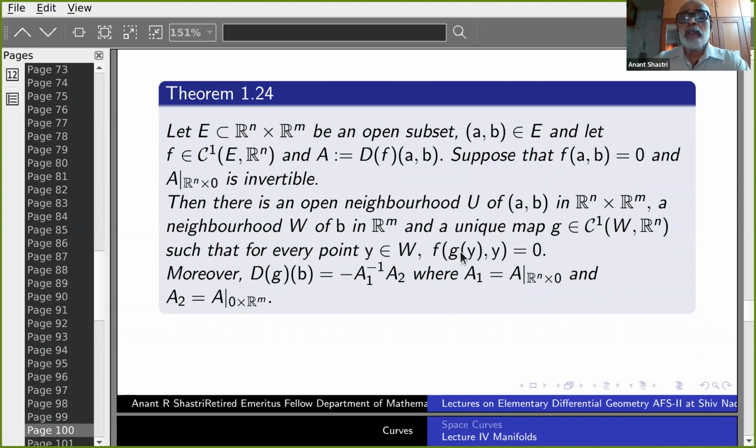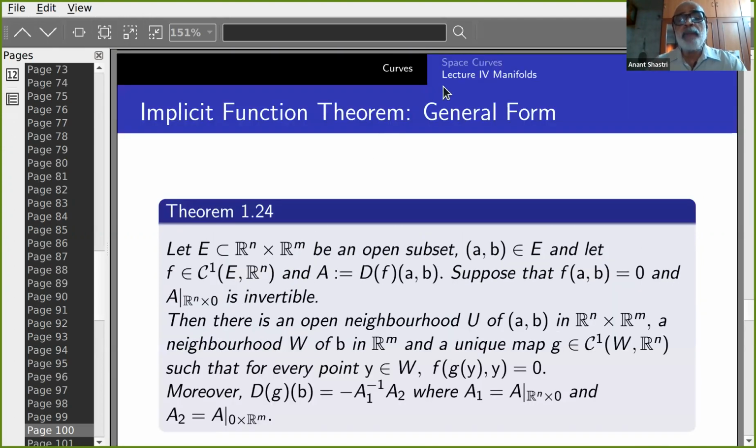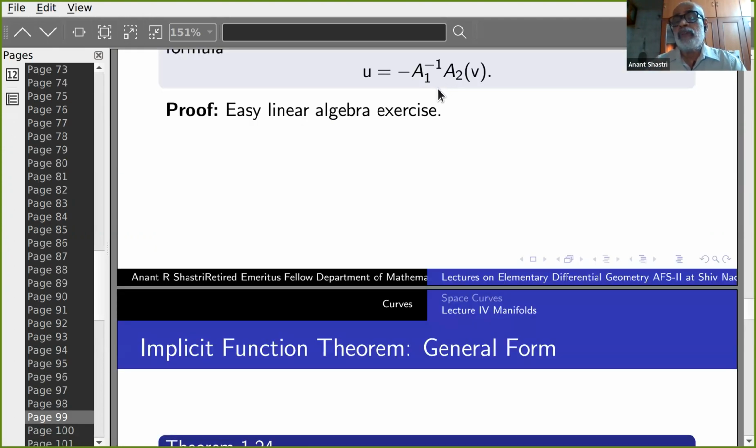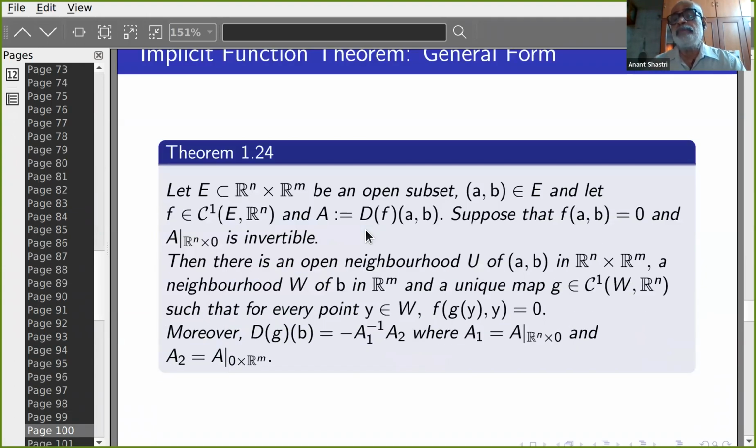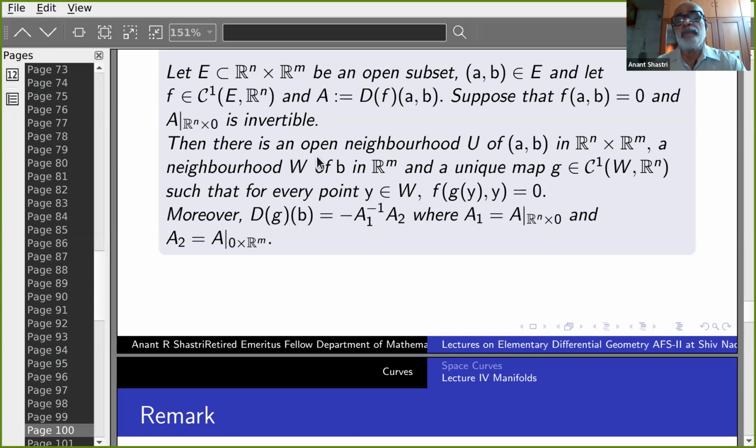Moreover, the derivative of this little g is nothing but minus A1 inverse A2, where A1 is your A restricted to Rn cross 0 and A2 is A restricted to 0 cross Rm, the notations from the previous lemma. At that point, this map is nothing but the map given here. The derivative is that map. So this is the inverse function theorem. This is the implicit function theorem, okay, the most general form.